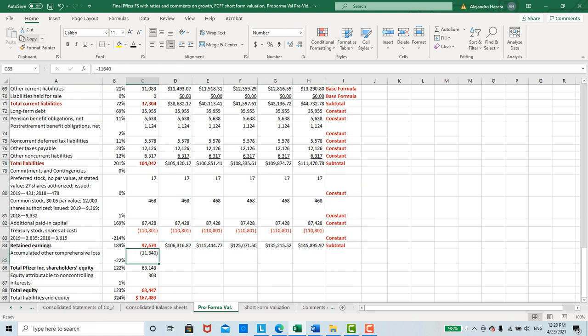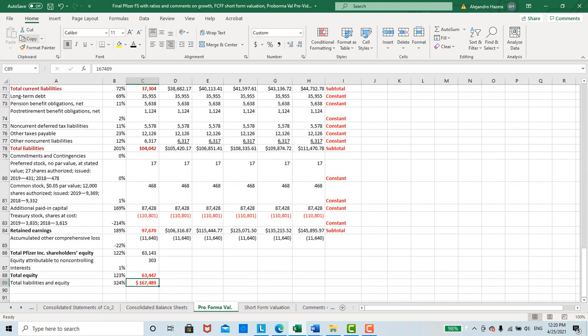Okay, and leave, we call this other comprehensive loss in this case. The comprehensive income or loss is an accounting gimmick, so do that same. And then you're going to get the total Pfizer shareholders' equity. You're going to add in the equity attributable to non-controlling interest. That's the part. Think about it. I'm going to repeat this. That's the part of equity of companies that you control that doesn't belong to you.